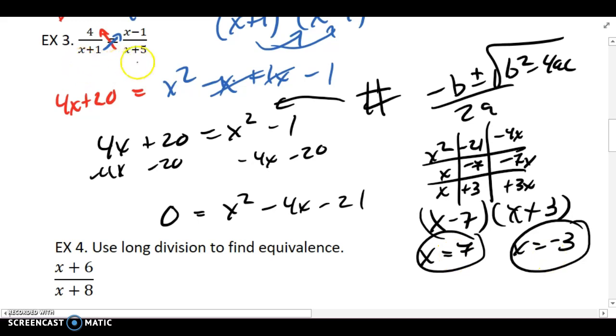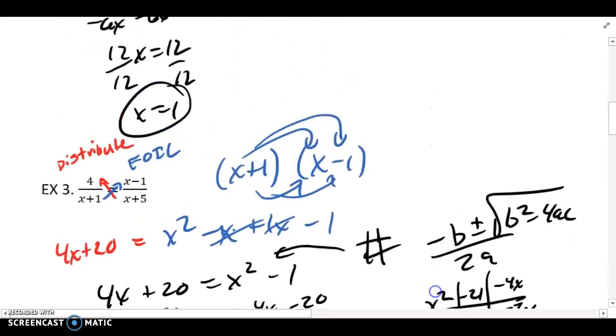When I put 7 in, it'll work for both because there are no zeros in the denominator. When I put -3 in, it'll work for both because there are no zeros in the denominator. So this will work.